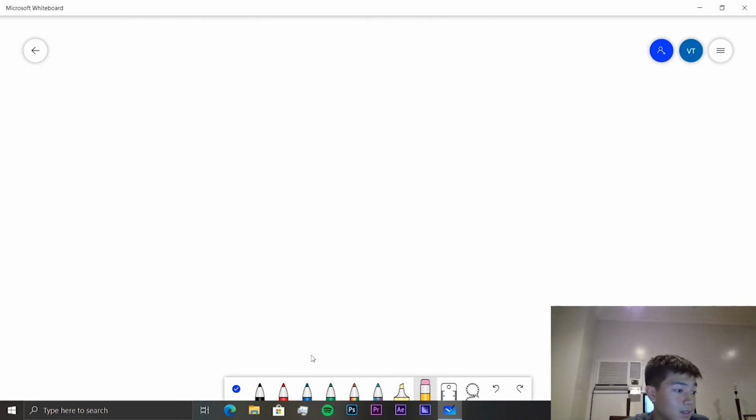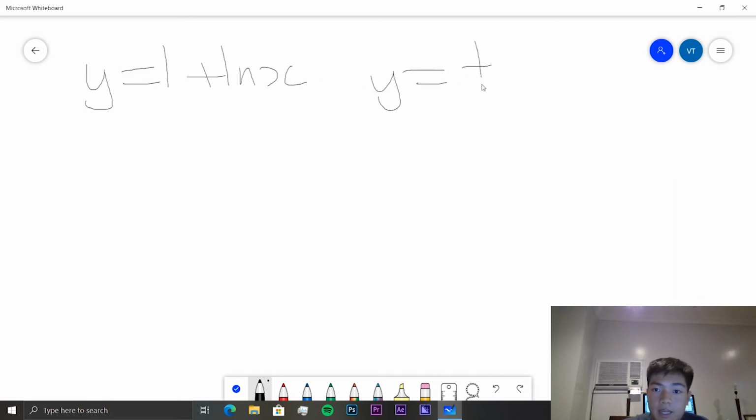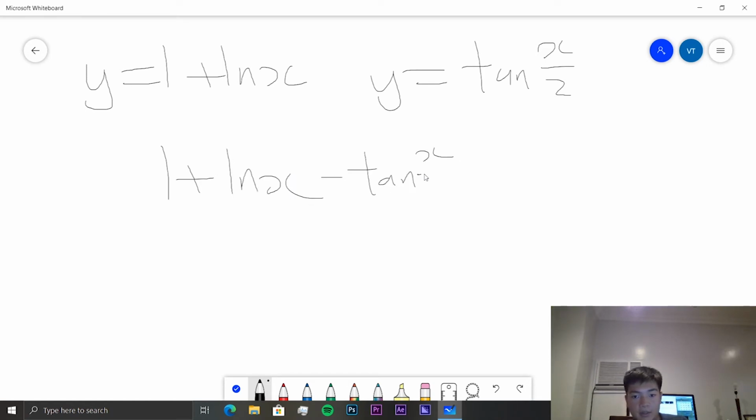Okay, lastly, we have the question, find the volume of a solid that is obtained by rotating the finite region enclosed by the curves y is equal to 1 plus ln x and y is equal to tangent of x over 2 through 2 pi radians around the x-axis. So this is like a combination of what we've been doing, so we need to subtract the 2, so 1 plus ln x minus tan x over 2 is equal to 0.